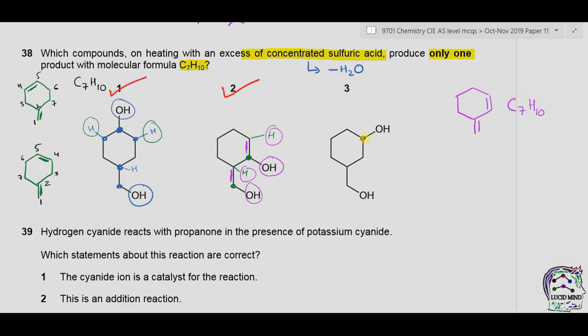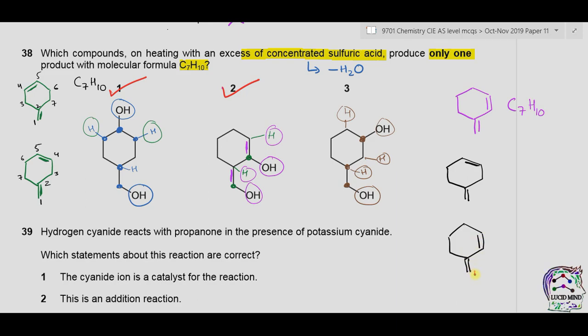In third compound, OH is attached with this carbon atom and hydrogen will be removed from adjacent carbon. Similarly, OH is attached to this carbon and hydrogen will be removed from this carbon. So we can draw the product. Either double bond will come between these 2 carbon atoms and these 2 carbons, or double bond will come between these 2 carbon atoms and these 2 carbons.